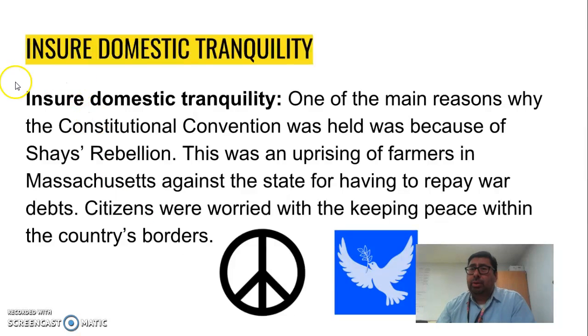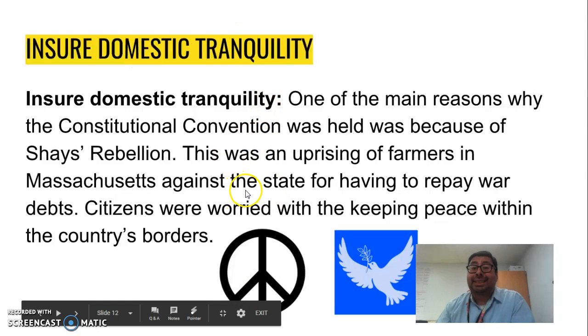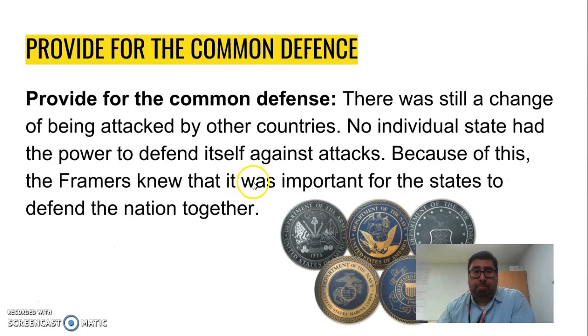So that's why they wrote the rules, to make sure that there was domestic, meaning in the home or in the house, in the country, tranquility, which means peace. So the rules were made so we could have peace here in this country.